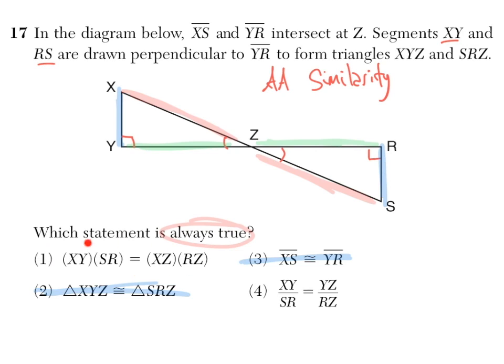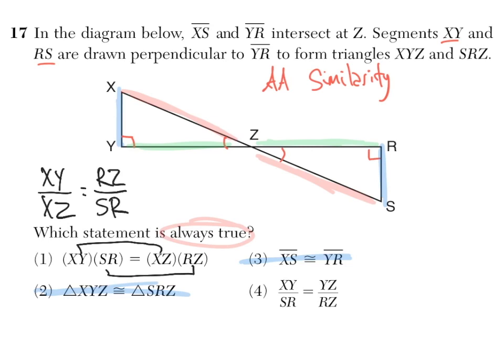Let's take a look at option number 1 a little bit more closely, and let's reverse engineer this cross product to determine what the potential proportion is. So I know this might look like XY over XZ and RZ over SR. And let's create this proportion right now. So XY over XZ equals RZ over SR.